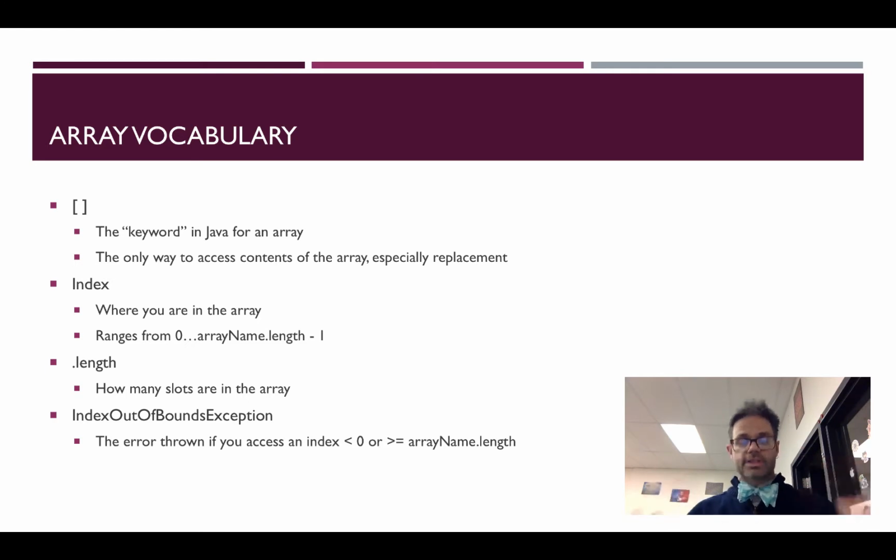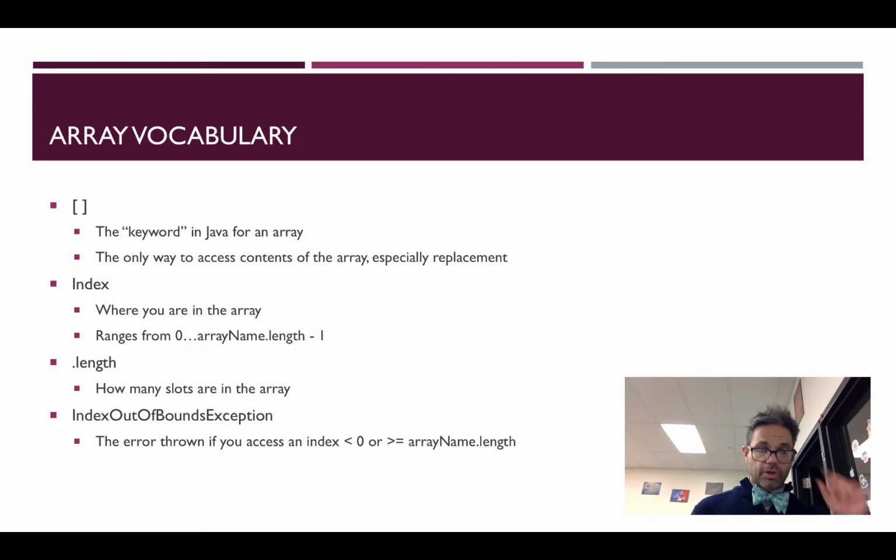We have our square brackets, aka the actual keyword, quote unquote, for the Java array. This is the way we can actually look inside the array. It's how we access its component pieces. We have the idea of an index, aka the variable we put inside those square brackets, either a variable or a value, and that has to be where you are inside the array. It has a range value from 0 up to and including arrayname.length minus 1.